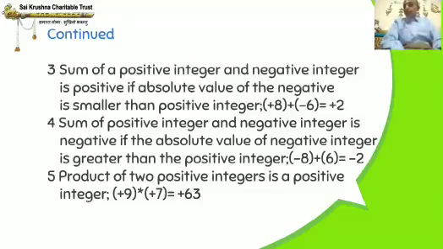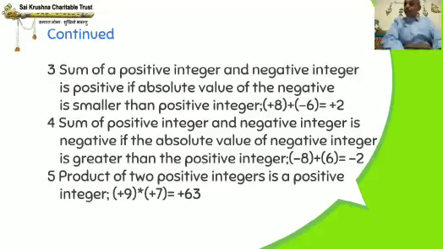Then the fourth property: the sum of a positive integer and a negative integer is negative if the absolute value of the negative integer is greater than the positive integer. Now let us consider a similar example. Minus 8 plus 6. Here the absolute value is 8, with a minus symbol prefixed to 8, and plus 6. The absolute value 8 is greater than 6, and the minus has been prefixed to 8, so it is minus 8. So minus 8 plus 6 is equal to minus 2.